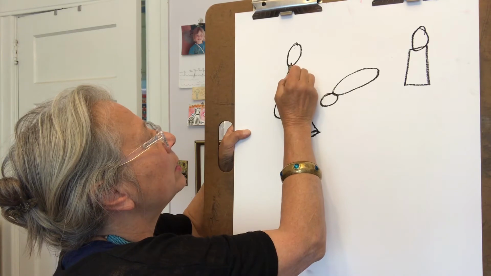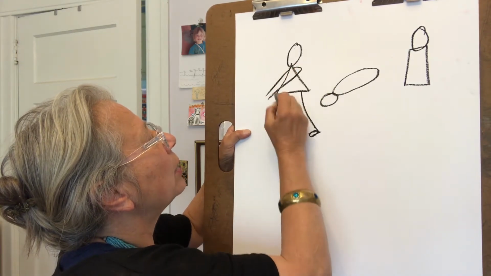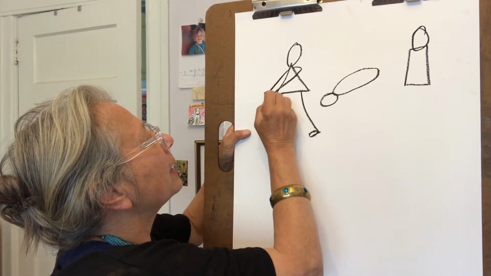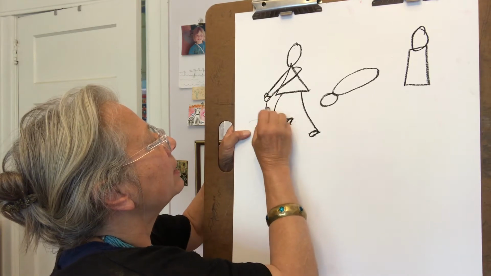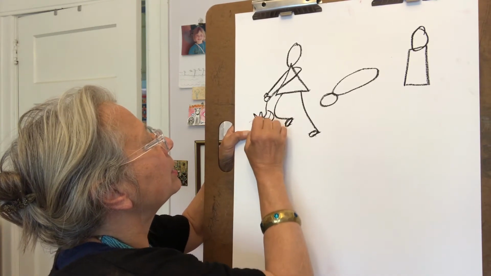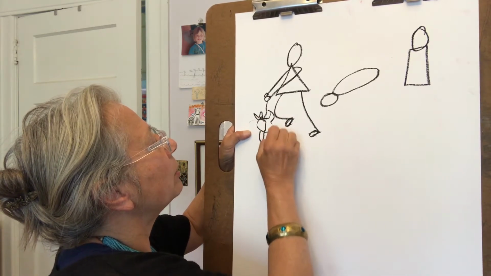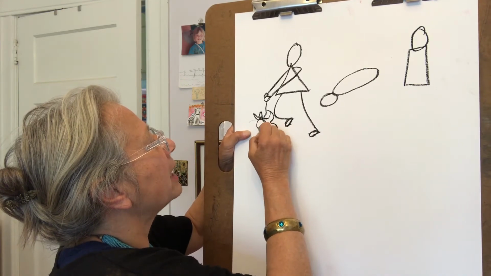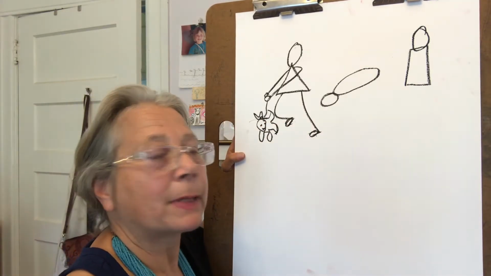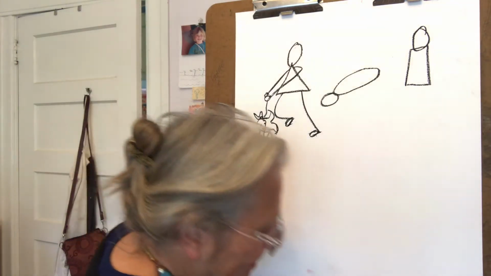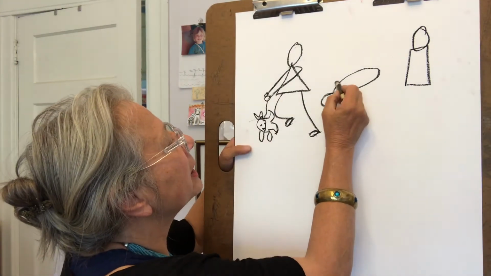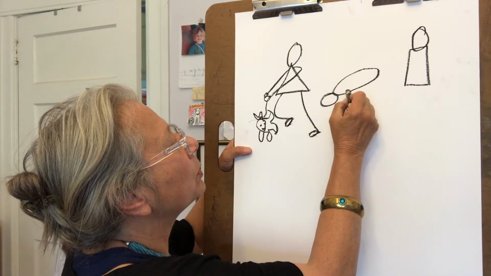I'm going to also give them some feet. And, oh, let's see. Maybe they're walking a dog. So I'm going to give them some hands and a leash. And here's their little doggy. But you don't have to draw the dog. I'm just telling a story. Okay? And then this person is diving into a swimming pool.